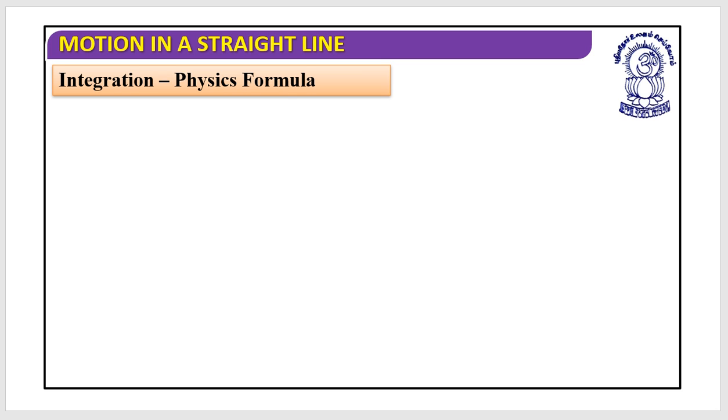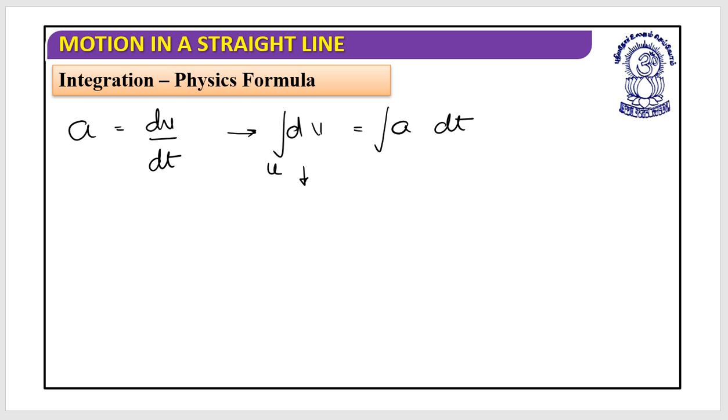Before we go through the integration, first tell me, do you remember acceleration is equal to dv by dt? Yes, a is the acceleration and v is the change in velocity, that you know. So can I write it like this: a dt is equal to dv? If I integrate this on both sides, what will come? Let's say this is u, this is v. When the initial velocity is u, time is 0, and this is t.